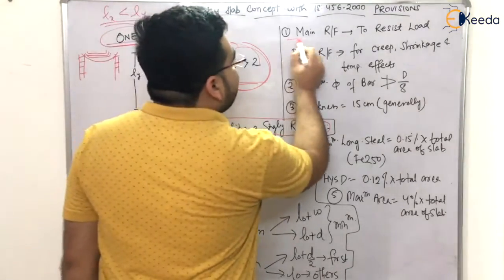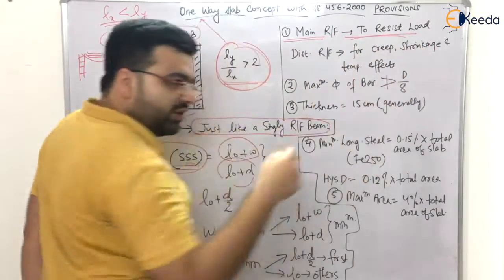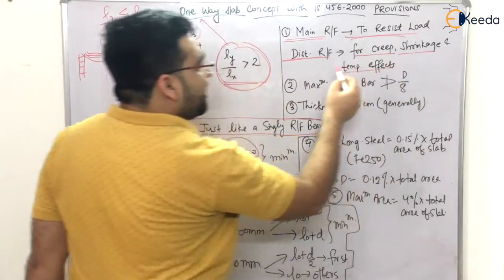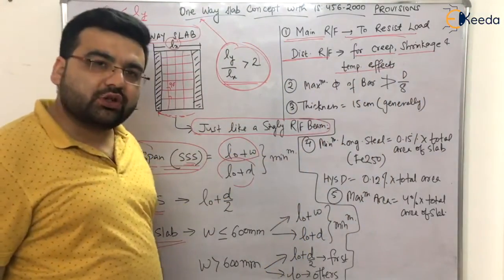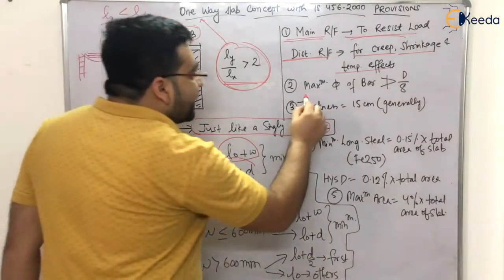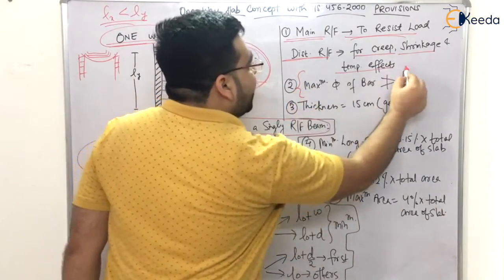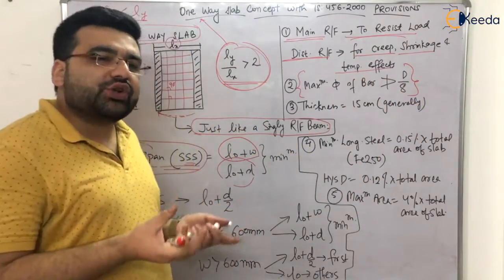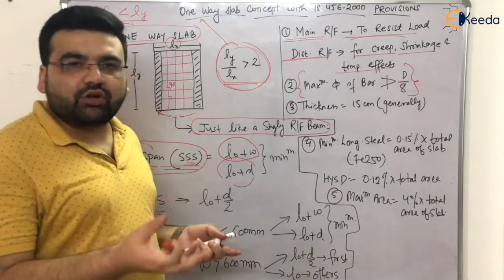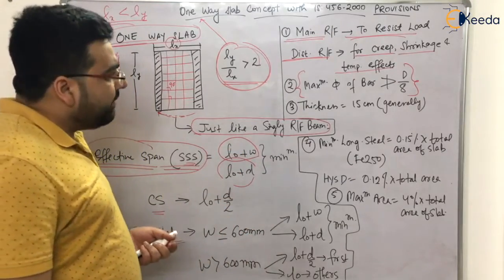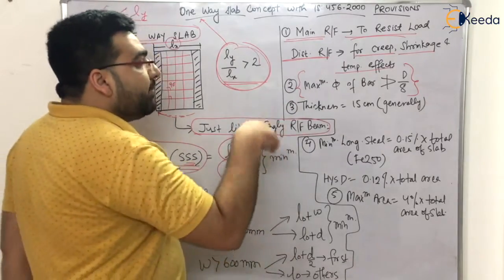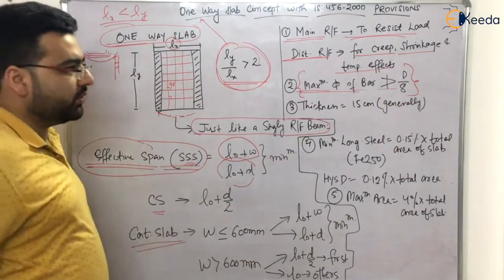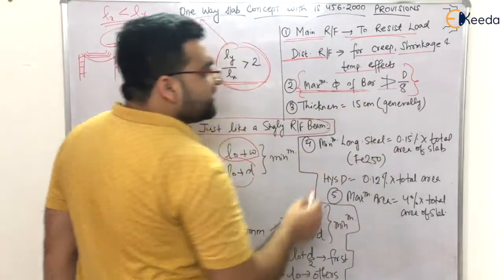It says that the main reinforcement is to resist load. I have already told you. The distribution reinforcement is for creep, shrinkage and temperature effects, plus it also distributes the load to the main reinforcements, right? The maximum diameter of bar. This question has been asked many times in many examinations, right? Because I have told you in GATE examination, only a few questions have been asked from the slab topic. Hardly 1 or 2 questions, which I will be solving at the end of this chapter. But you should know that in many examinations, this question has been asked, sometimes numerical and sometimes theoretical, that the maximum diameter of a bar in a slab is D by 8.